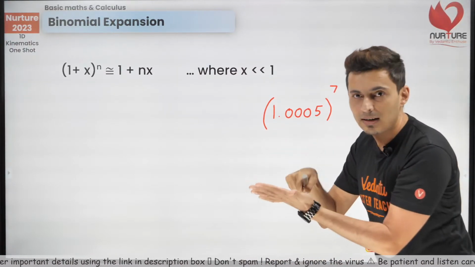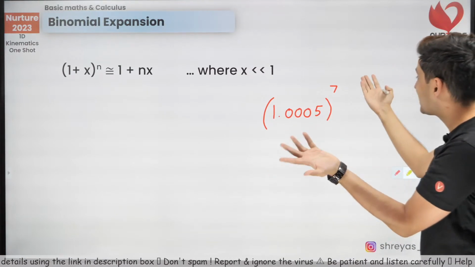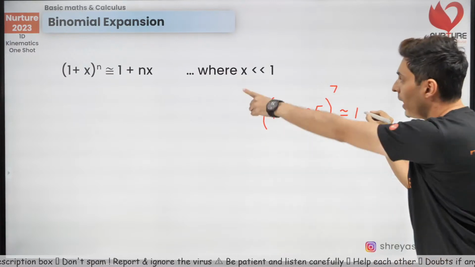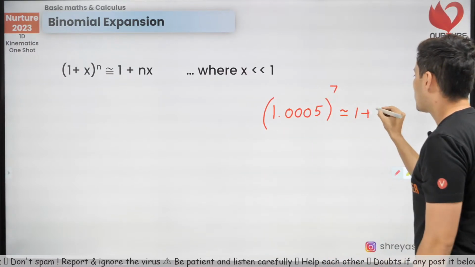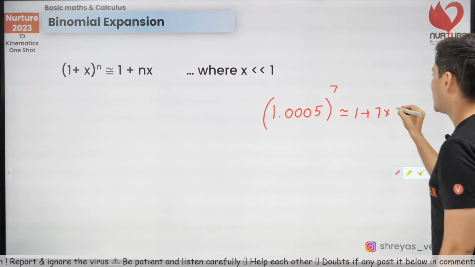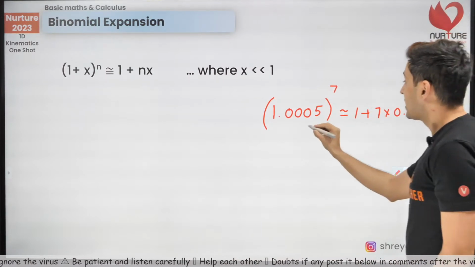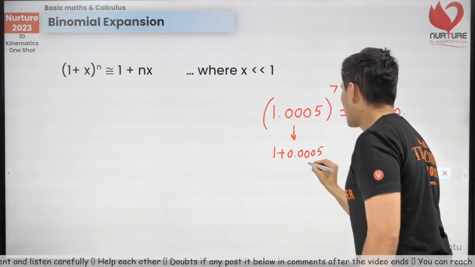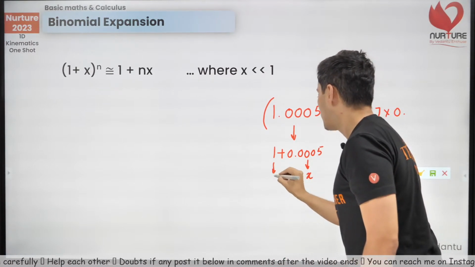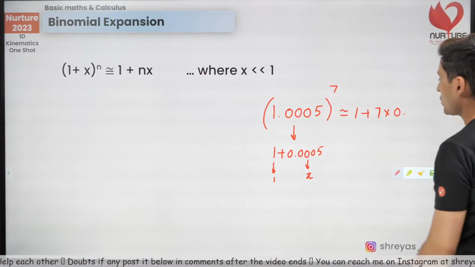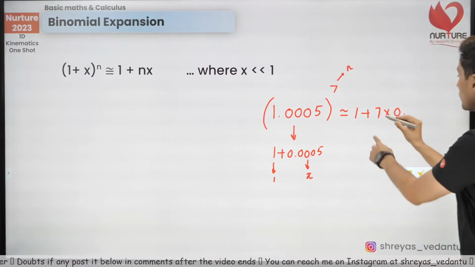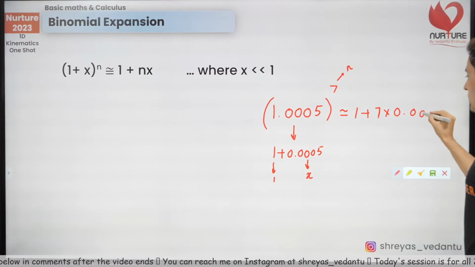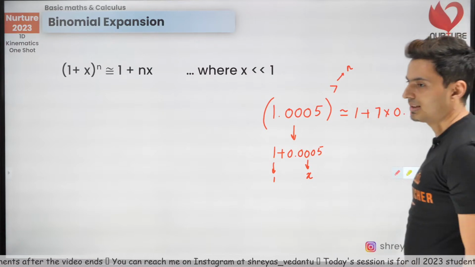Instead of using your calculator, what you can do, it could be 7, it could be 100 also, doesn't matter. This is approximately 1 plus n, where n is 7, so 7 into x. Now look at this. This is actually 1 plus 0.0005. So do you see this is actually x? This is your 1, the 1 plus x whole raised to n form. This 7 is your n. So 7 into 0.0005. That's how it is.